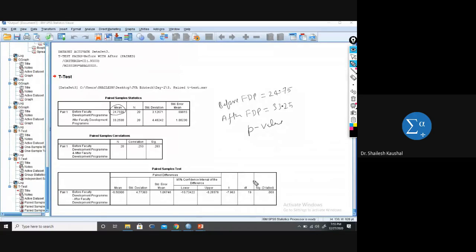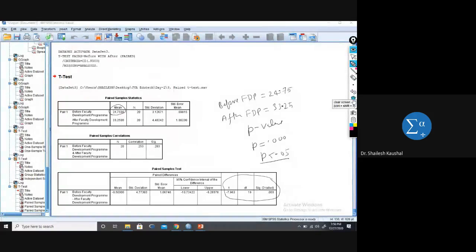So we interpret the last three columns, and what is the P value? Here the P value is 0.00. Okay, it means the P value is less than 0.05. It means there is a significant impact of the faculty development program on the teachers.